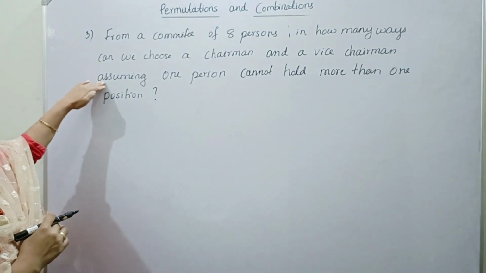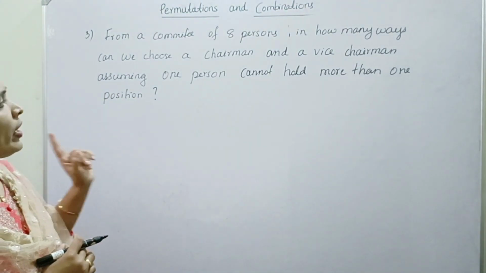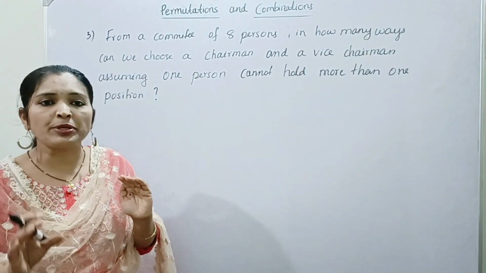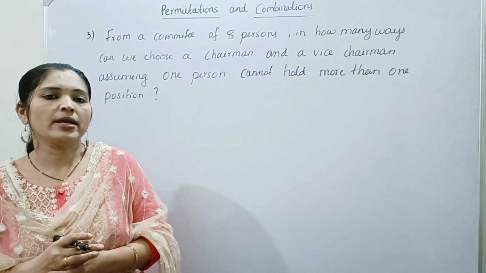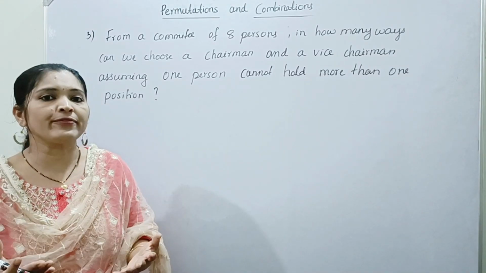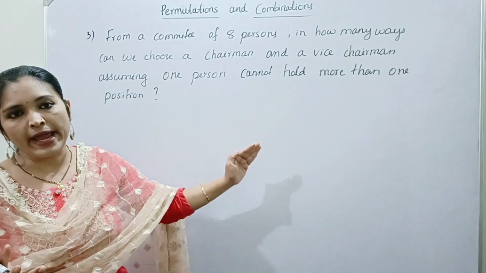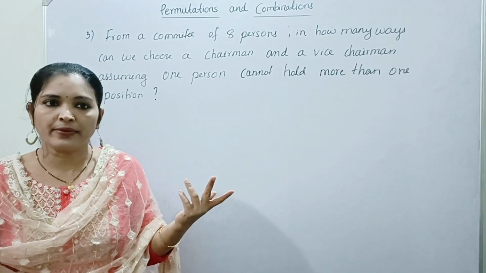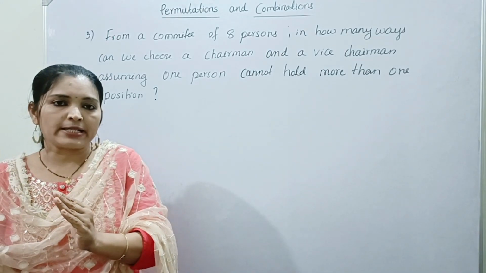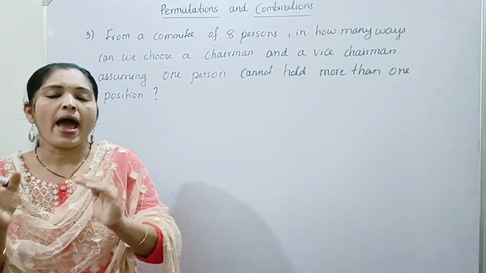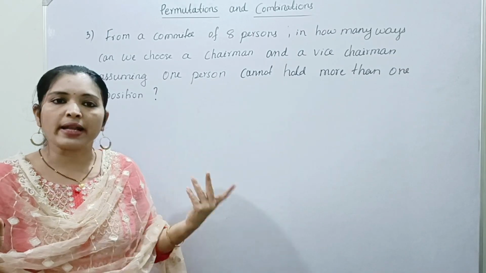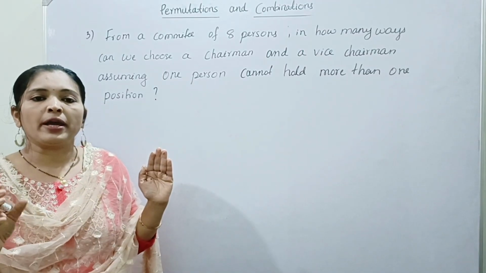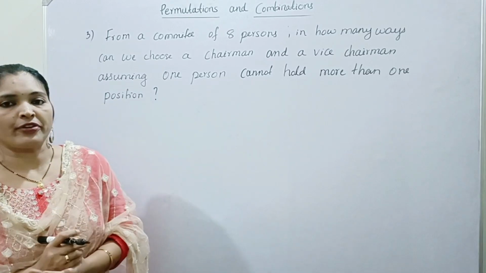See, here it is mentioned that assuming one person cannot hold more than one position, that means repetition is not allowed. So what is the formula? Total number of persons is 8. That is n different objects, persons are different, right? N different objects taking r at a time and repetition is not allowed, what is the number of permutations, the number of ways to choose? That is nPr, n factorial divided by n minus r factorial, right?